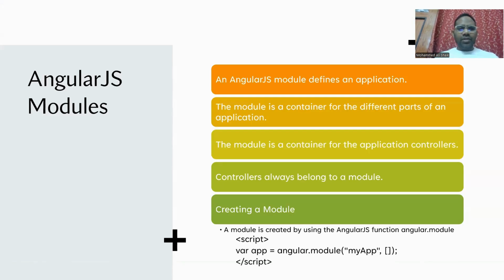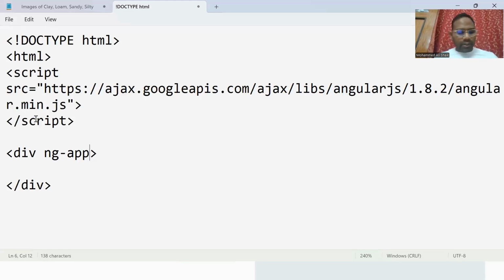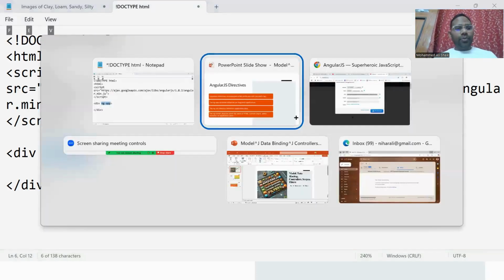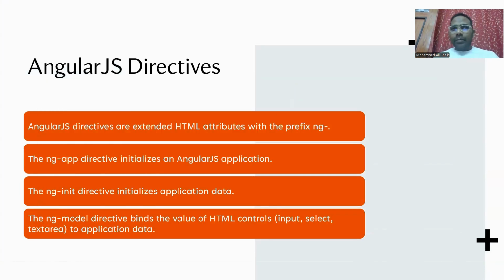So what is this? AngularJS directives. AngularJS directives are extended HTML attributes. So here we are extending the attribute by calling ng-app. Every element will have its own attributes, like the img tag will have source, alternate text, like that. We will have fixed kinds of attributes in HTML. Here we are extending them, adding a few more. So AngularJS directives extend HTML attributes with the prefix ng hyphen.